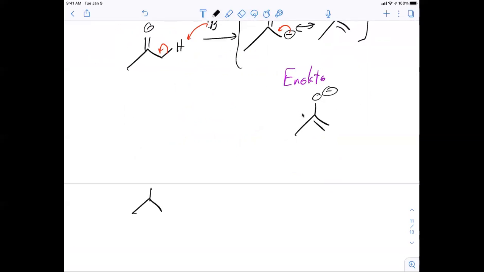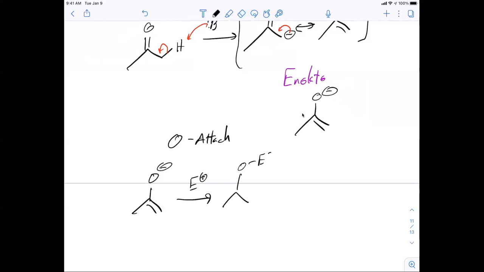Now there's two ways that an enolate can react. We could have oxygen attack, and we saw an example of that just above when we made the base promoted. But here, if we have the electrophile, we could have the reaction at the oxygen. So that's oxygen attack. We could also have attack at the carbon.